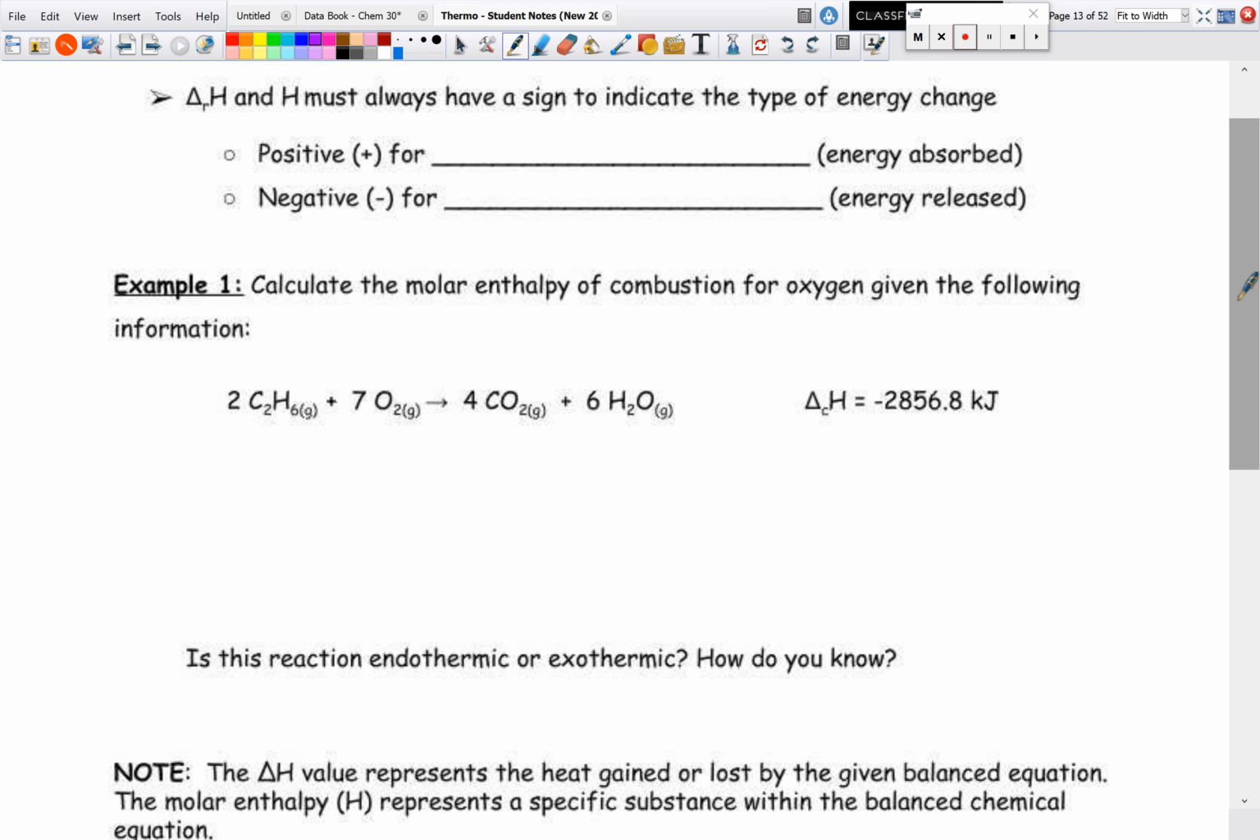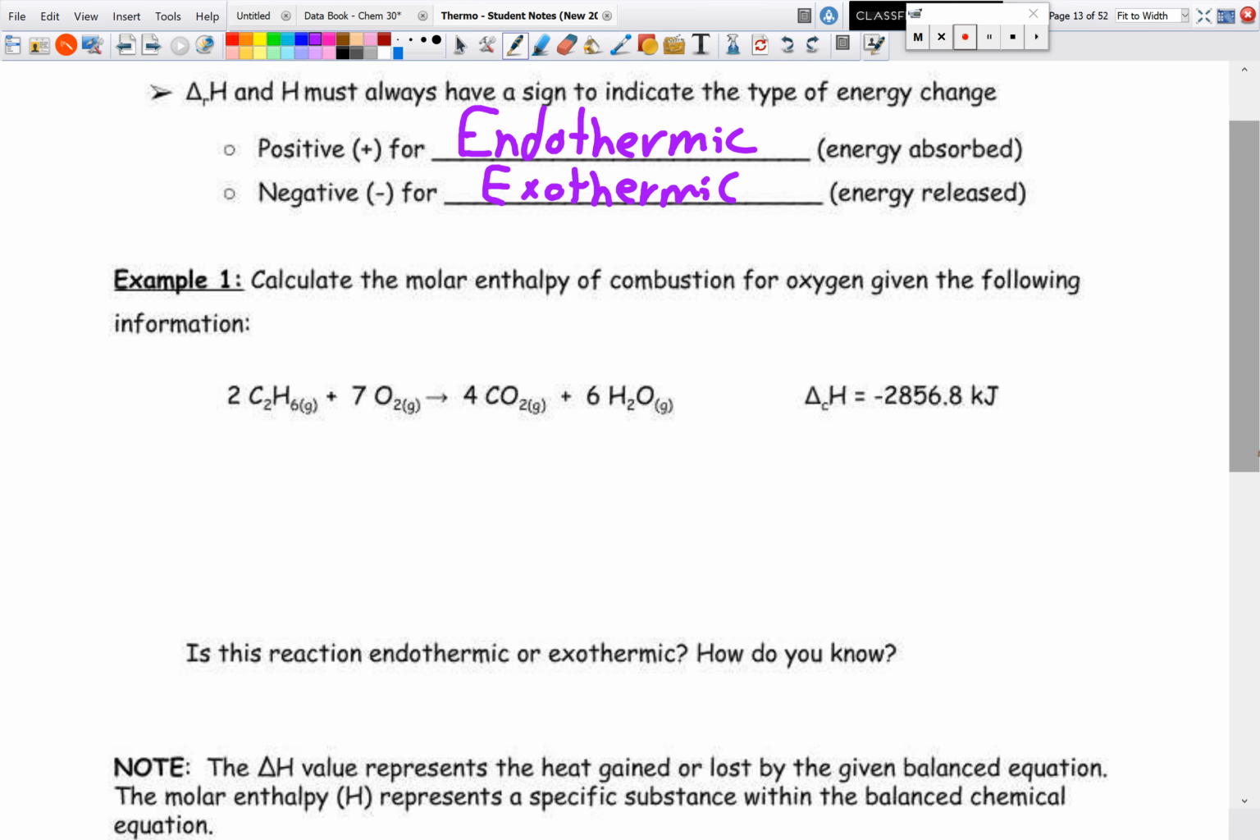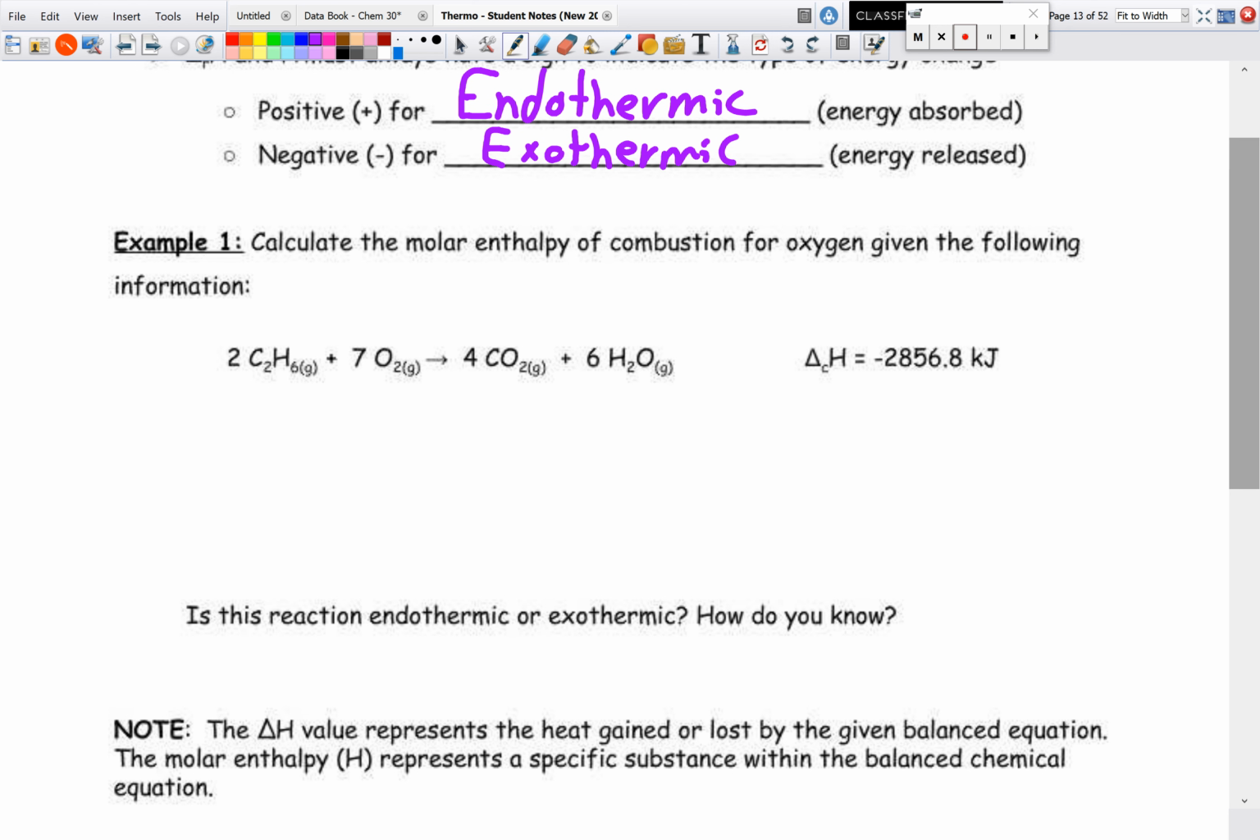Just remember, when we are communicating delta H and H, so change in enthalpy and enthalpy, if we have a positive value, this is for endothermic reactions. And if we have a negative, it is for exothermic. Same thing: a positive value means energy is entering something, negative means it is leaving. So you do need to be careful as well if we're referring to the system or the surroundings, but either way, let's look at example 1.